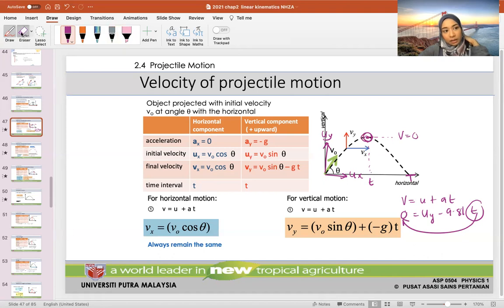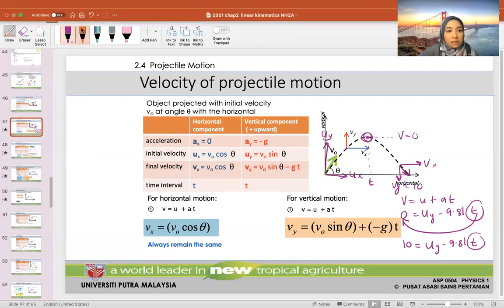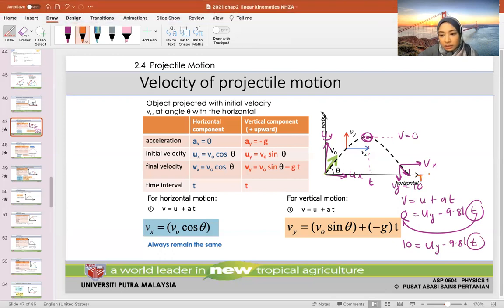So if I know my Vy, let's say my Vy over here, okay, this is my V, therefore this is my Vx and this is my Vy. I have the value Vy something 10, let's say it's 10. So I put in here 10 equals to Uy minus 9.81 T. This T is now the T over here because I use the value 10.